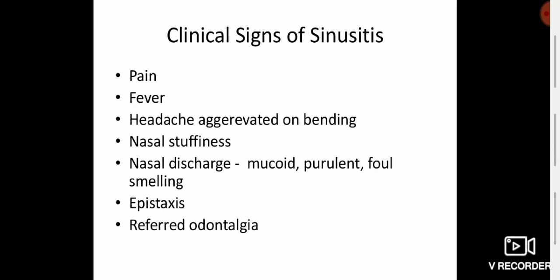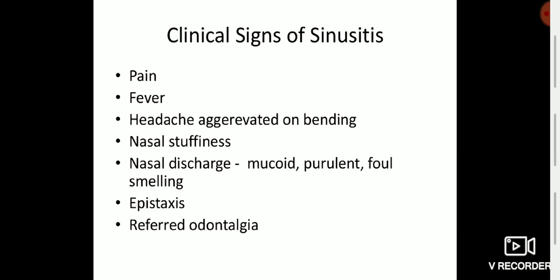Coming to the clinical signs of maxillary sinusitis. Patients complain of pain, fever, headache aggravated on bending of the head. Then you have nasal stuffiness and nasal discharge. The nasal discharge may be either mucoid, purulent or foul smelling. Then you have epistaxis. Epistaxis is nothing but bleeding, coming of blood through your nose. It's called epistaxis.